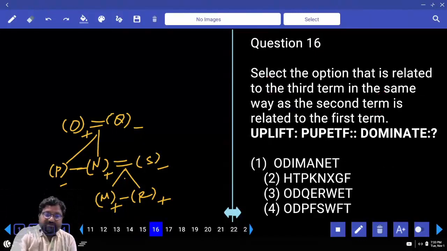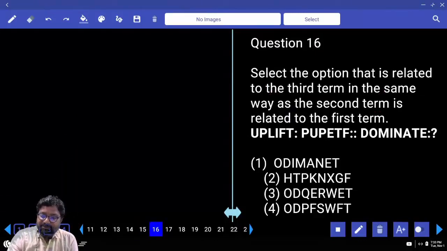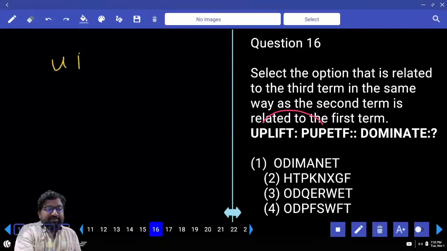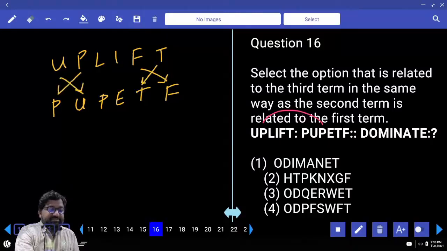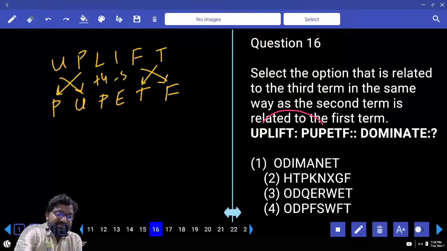Next, observe carefully here what's happening between these two letters. U and P. Plus 1 now, minus 1 now. Uplift. P, U, P, E, T, F. These two interchanged. And what's happening between L and P? This is 12 and 16, plus 4. 9, 5, minus 4. Do you have similarities in the options?